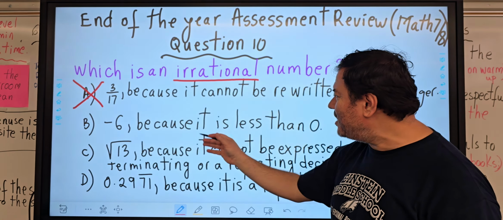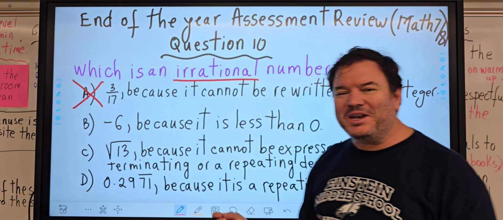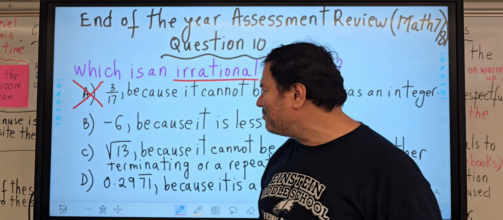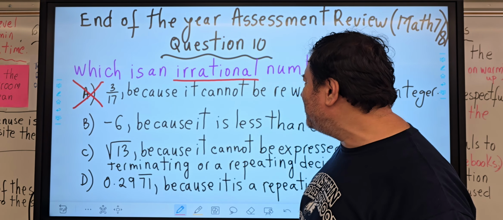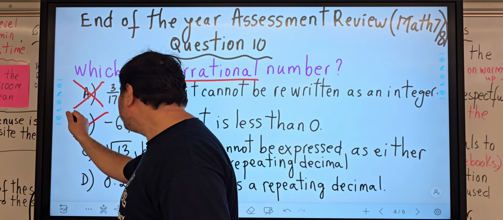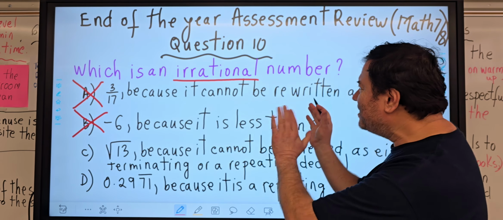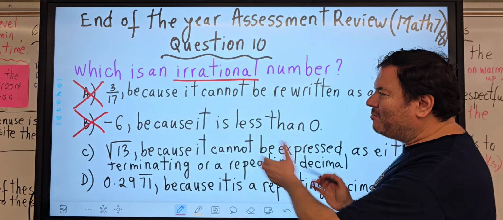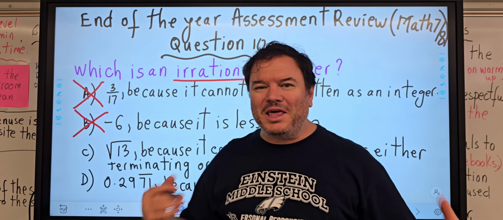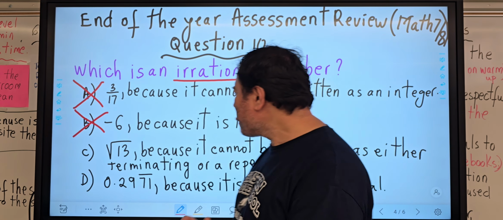Okay, let's take a look at B. Negative 6, because it is less than 0. Again, negative 6 is a rational number, so it's not an irrational number, because negative 6 can be written as negative 6 over 1.